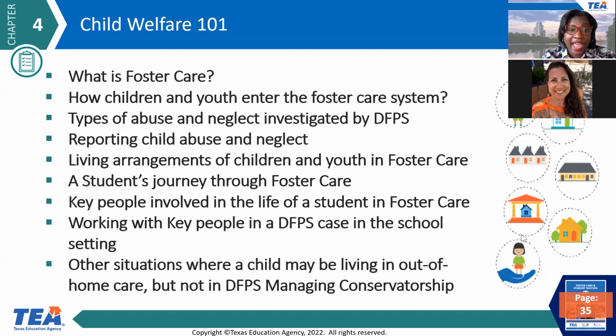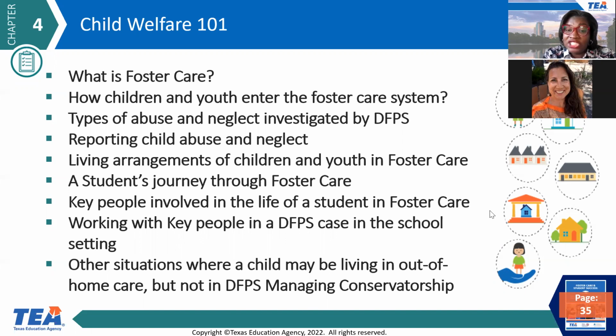So some of the topics in this chapter are, what is foster care? So we provide you with information about that. Also, how children and youth enter the foster care system, the types of abuse and neglect investigated by DFPS. We also provide you with information about reporting child abuse and neglect, living arrangements of children and youth in foster care, a student's journey through foster care. So we provide you with a whole information about the journey of the student. We provide you about key people involved in the life of a student in foster care, working with key people in a DFPS case in the school setting, and then other situations where a child may be living in out of home care, but not in DFPS managing conservatorship.